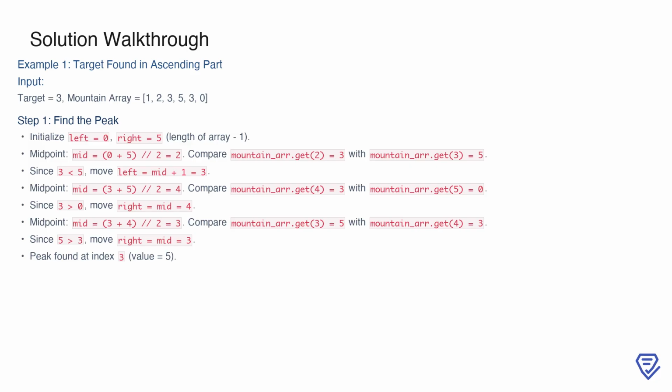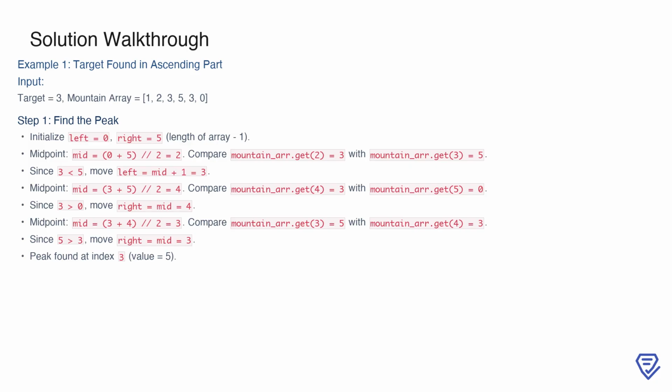Since 3 is greater than 0, the peak must be to the left, so we update right to mid, which is 4. Finally, we calculate the midpoint again as (3 + 4) / 2 equals 3. At index 3, the value is 5, and at index 4, the value is 3. Since 5 is greater than 3, we update right to mid, which is 3. Now, left and right both point to index 3, and we have found the peak at index 3, with a value of 5.